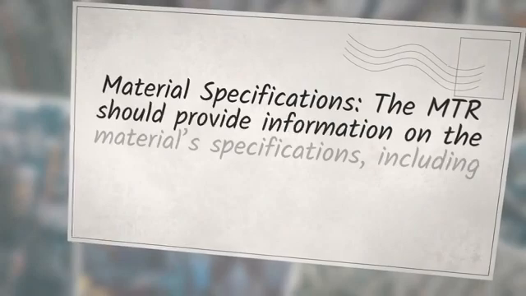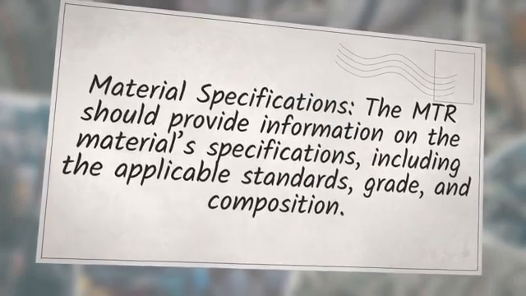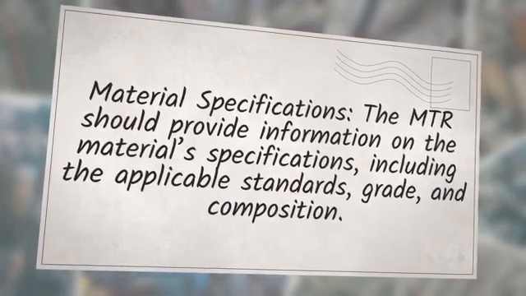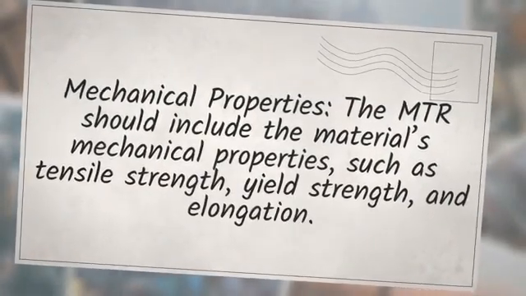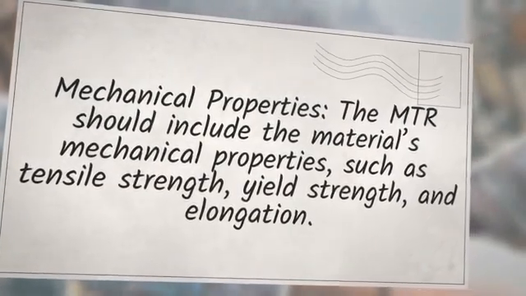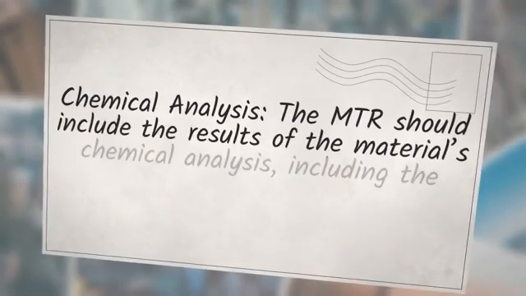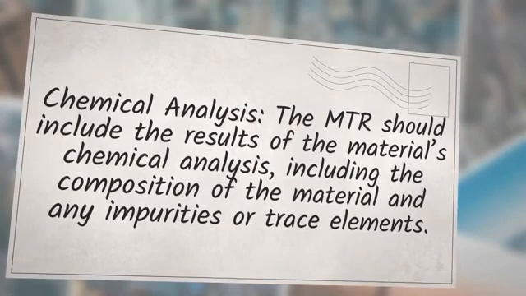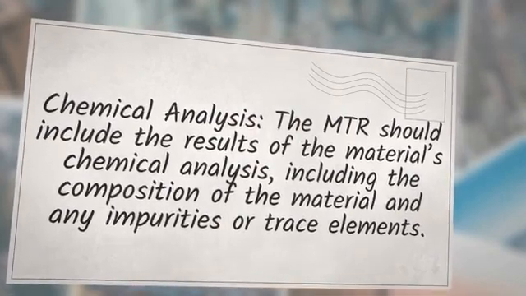Material specifications. The MTR should provide information on the material specifications, including the applicable standards, grade, and composition. Mechanical properties. The MTR should include the material's mechanical properties, such as tensile strength, yield strength, and elongation. Chemical analysis. The MTR should include the results of the material's chemical analysis, including the composition of the material and any impurities or trace elements.